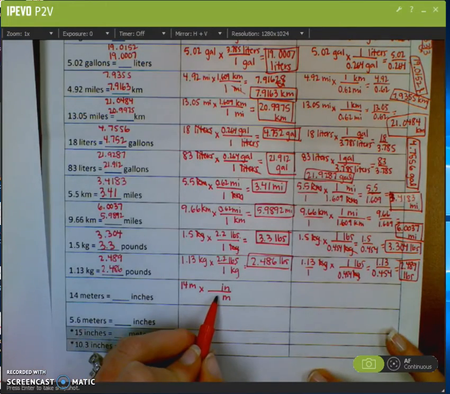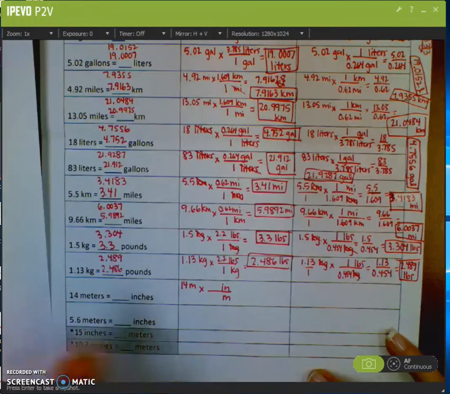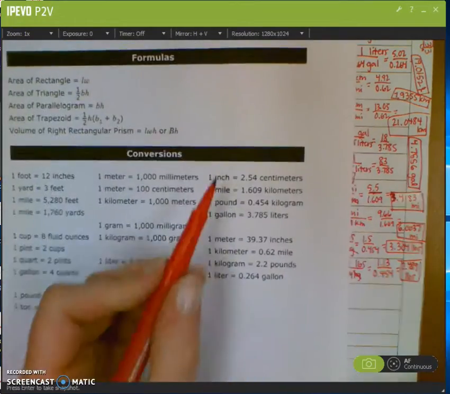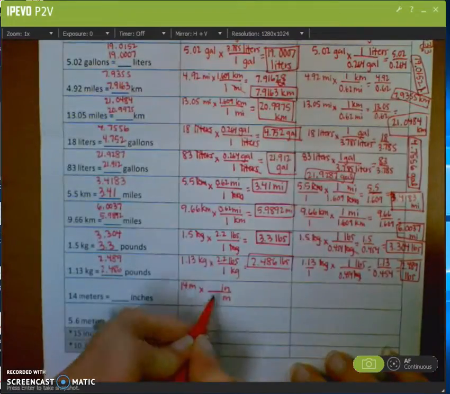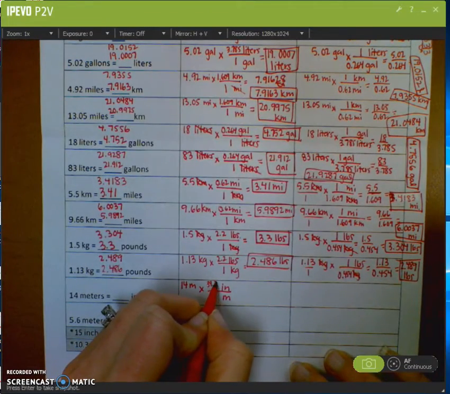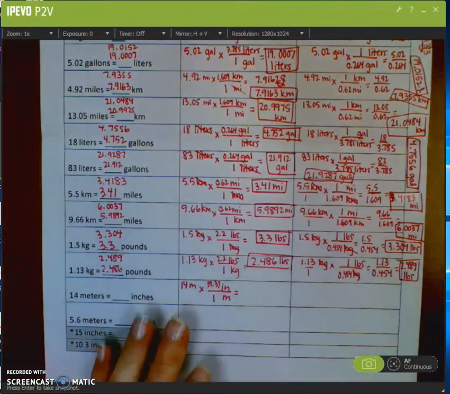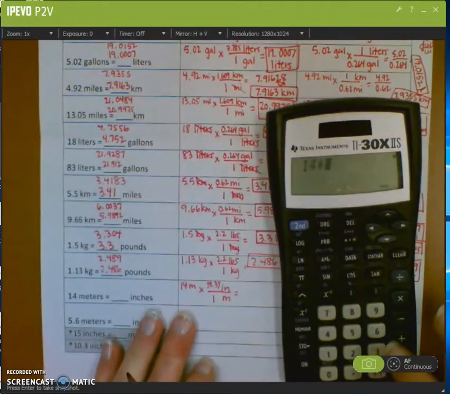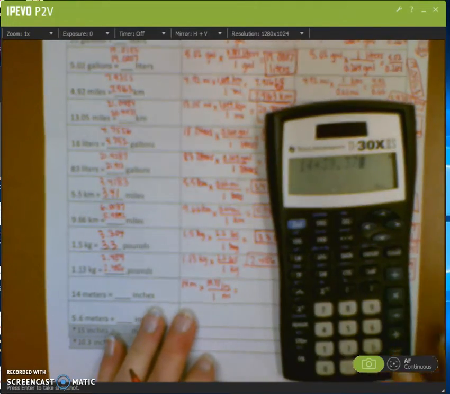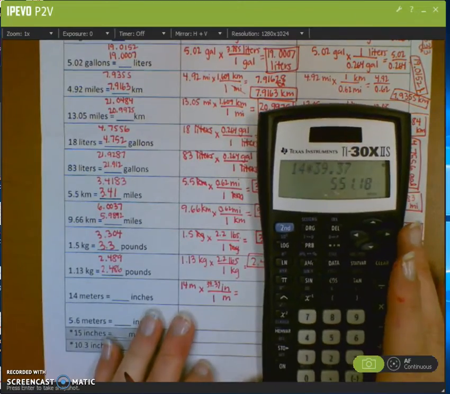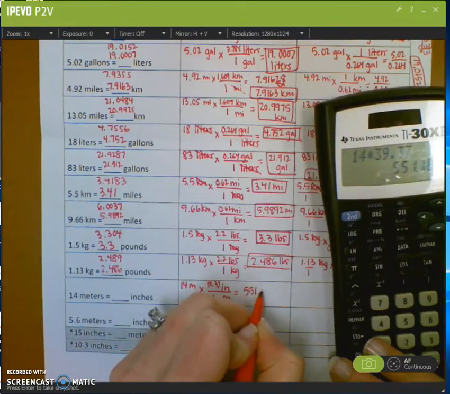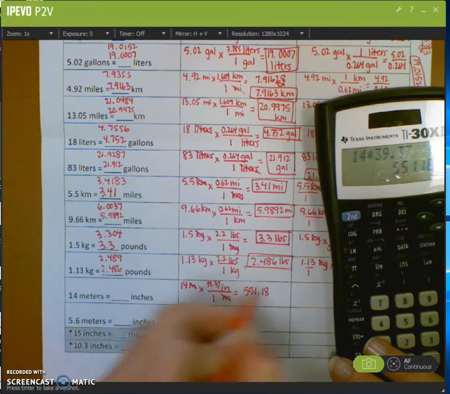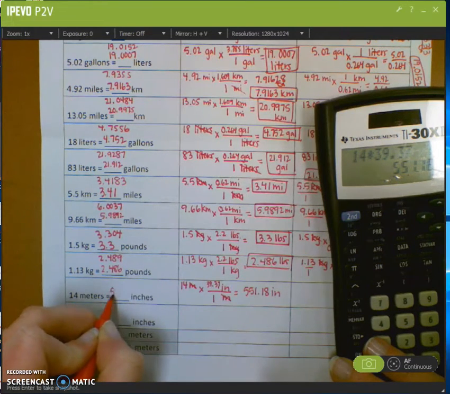And I'm looking for anything where I can have 1 meter equals so many inches. So I'm going to look and see if I can find 1 meter in inches. I do. So 1 meter is 39 and 37/100 inches. So I can multiply straight across 14 times 39 and 37/100. And when I do that, I get 551 and 18/100 inches is my label left.